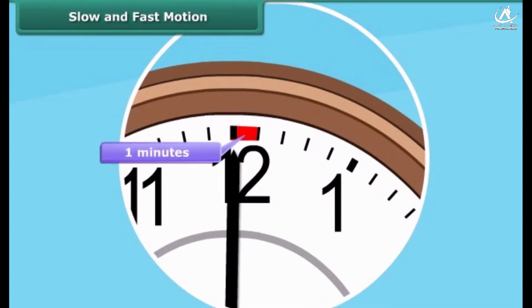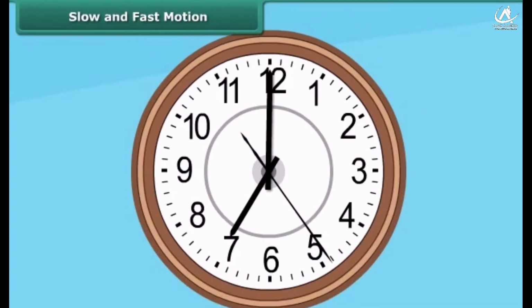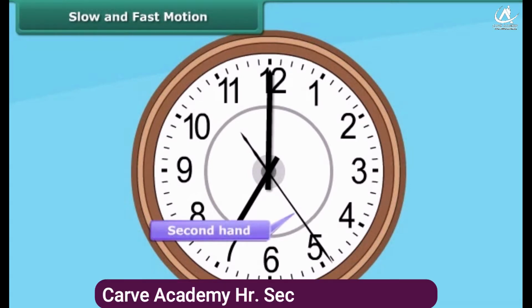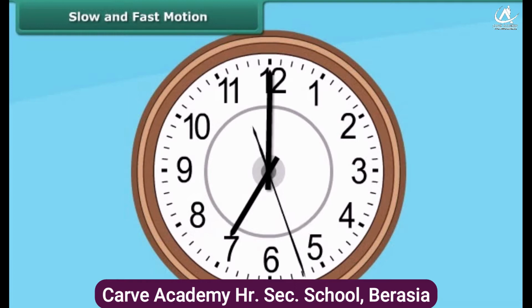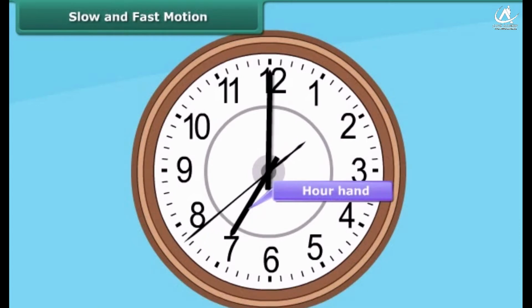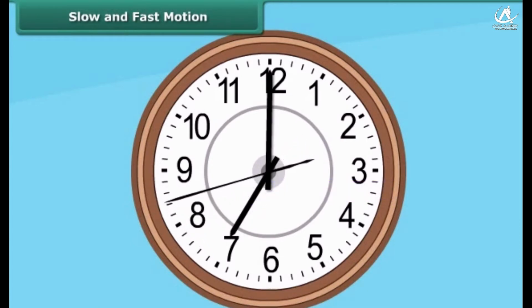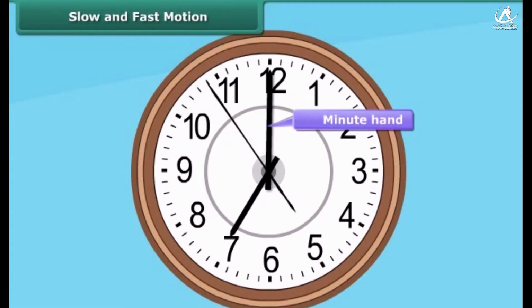The longest needle, which moves the fastest, is known as the second hand. It completes 1 revolution in 1 minute. The smallest needle, which is also the slowest, is called the hour hand. It completes 1 revolution in 12 hours. The needle smaller than the second hand and longer than the hour hand is the minute hand. It moves slower than the second hand but faster than the hour hand. It completes 1 revolution in 1 hour.